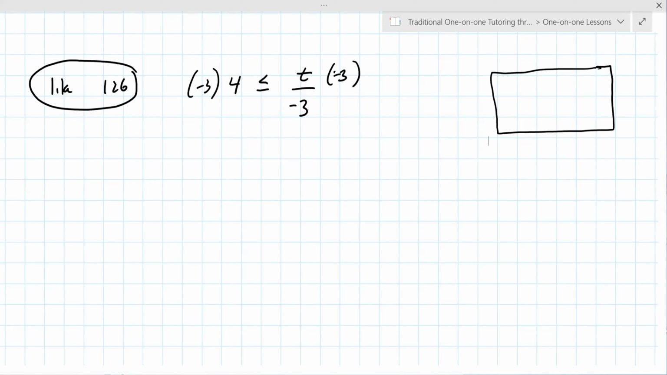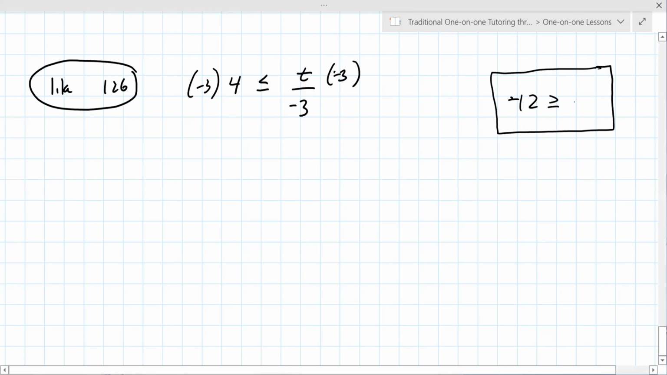So the final answer would be -12 is greater than or equal to t. Is this how you wrote it? Yeah. Okay, so that is correct, but it would not be presented that way on your answer sheet. Yeah, on the other side. Yeah, it would be like this: t less than or equal to -12. So how would you flip it over to the other side again?